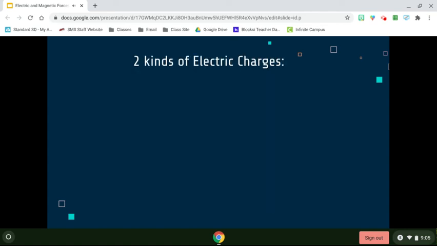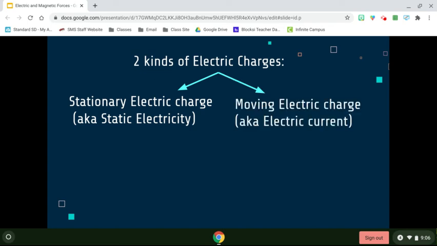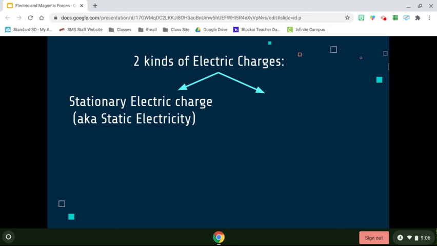Alrighty. So from this, there are two kinds of electric charges. First, we look at the stationary electric charge, or static electricity. And then we also have the moving electric charge, aka an electric current.